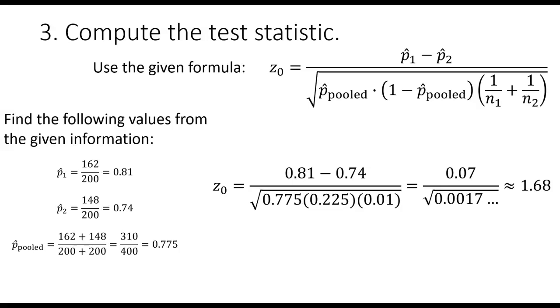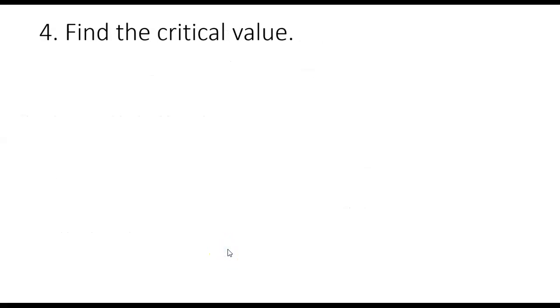We end up with 0.81 minus 0.74 with our square root in the denominator. Very, very important to make sure when you plug this into your calculator, you're using parentheses to follow the correct order of operations. It makes a difference. So we end up with our test statistic of 1.68. Remembering when using the critical value approach, we're going to compare that test statistic to the critical value in order to draw our conclusion and make our interpretation.